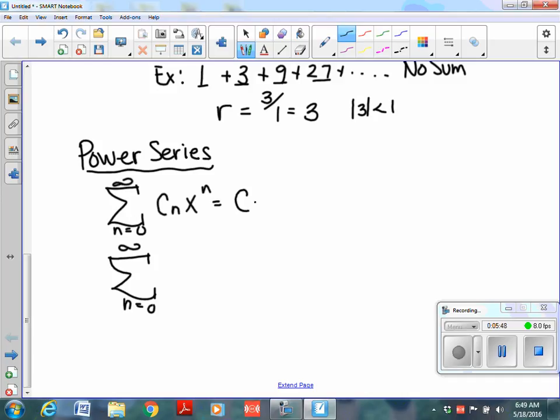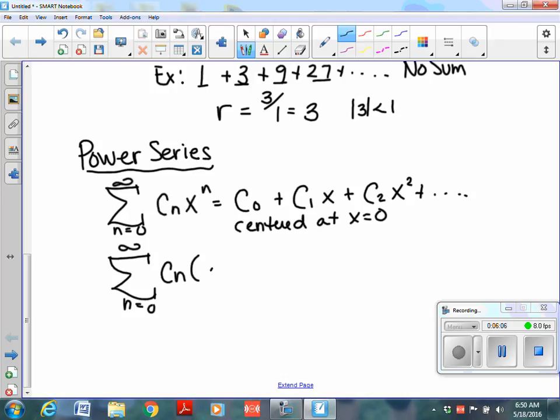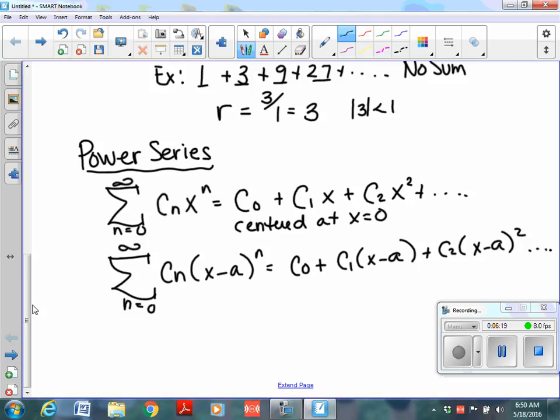This is c0 plus c1 x plus c2 x squared plus dot dot dot. This is centered at x equals 0. And the other power series is the sum of c_n times (x minus a) raised to the nth power, which is c0 plus c1 (x minus a) plus c2 (x minus a) squared dot dot dot. This one is centered at x equals a.